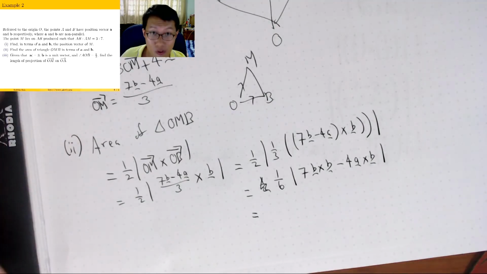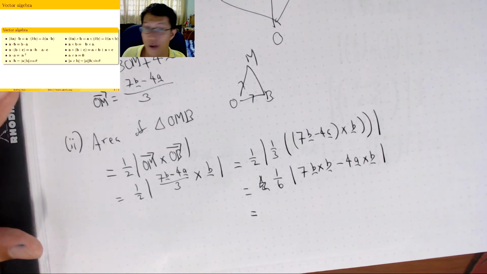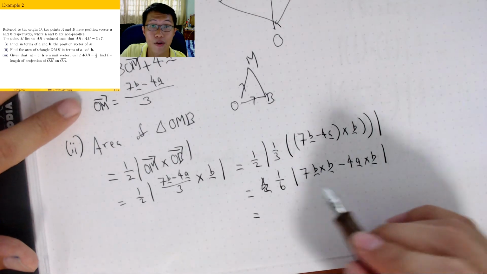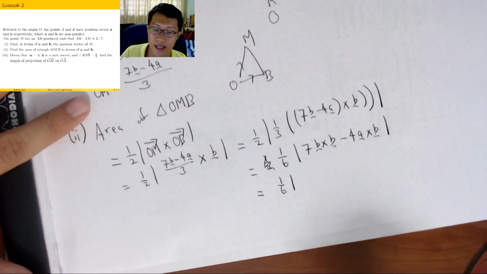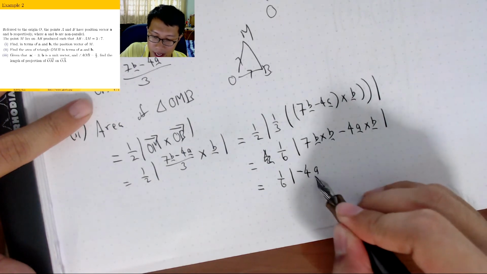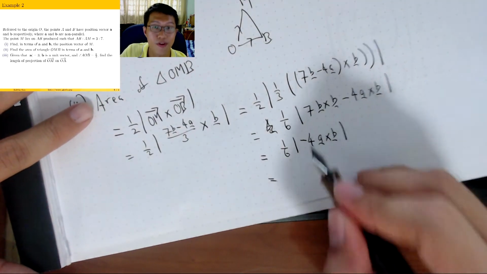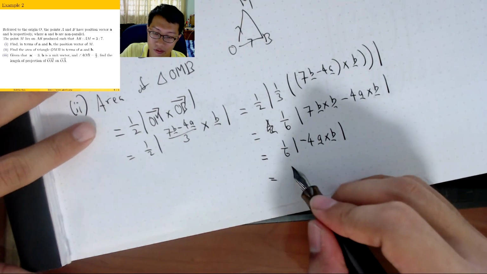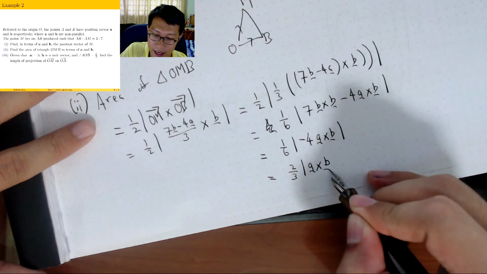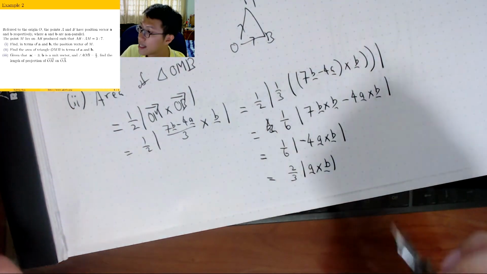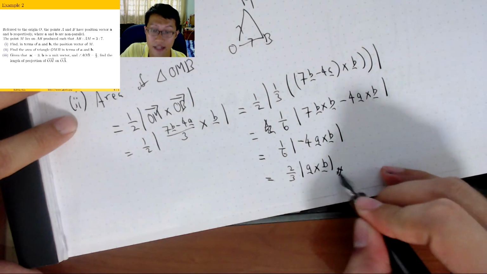If we refer to the previous notes we have, A cross A will be 0. So similarly, B cross B will be 0. So we have 1/6, this is 0, so it cancels out, minus 4 A cross B. Minus 4, when we drag out of the modulus, we get 4/6, which is 2/3, mod of A cross B. And this is as simplified as we can go, and the question asks us to express our answer in terms of A and B. So this is actually the answer already.